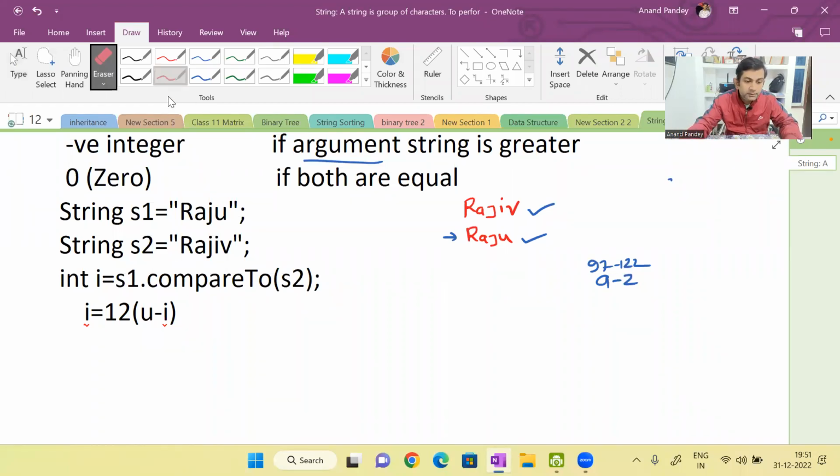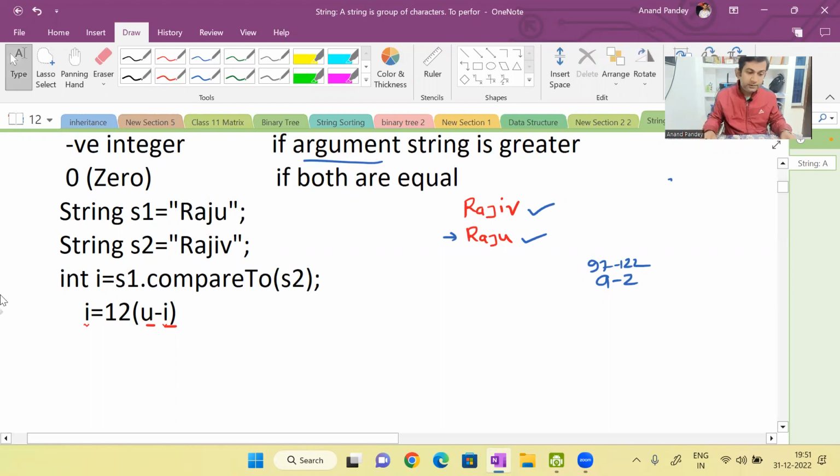Okay. So it will return the difference of ASCII value of U minus ASCII value of I. It will return their difference. Okay. Now one more example I'm going to type in front of you. Consider I'm taking, instead of Raju, one string money, and instead of Rajiv I'm going to take monies. An example.